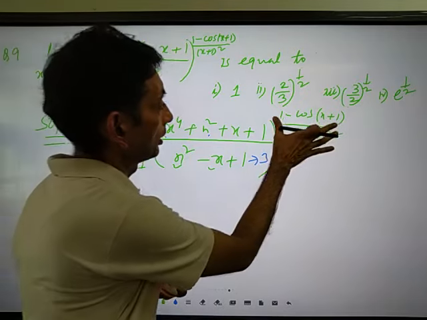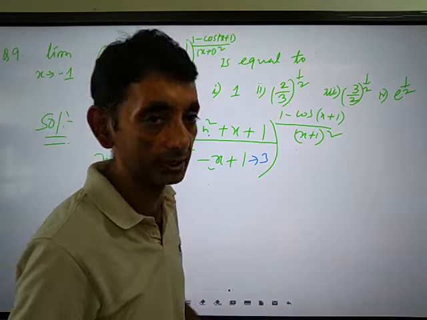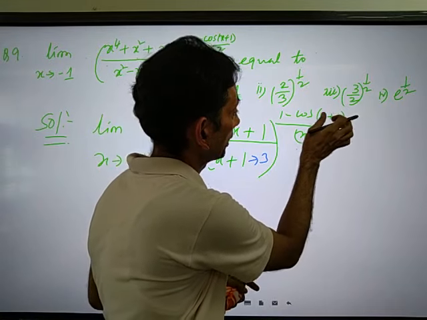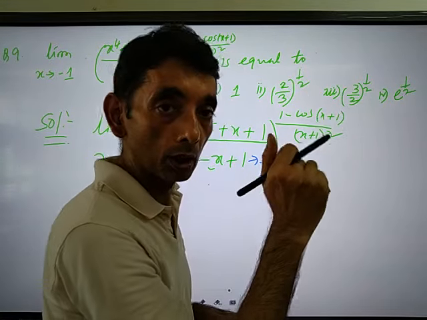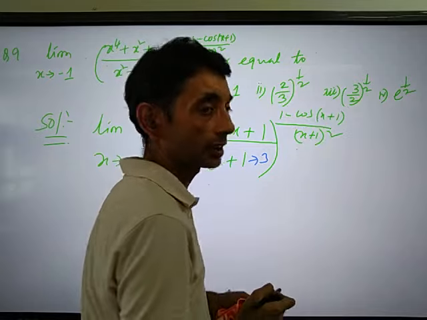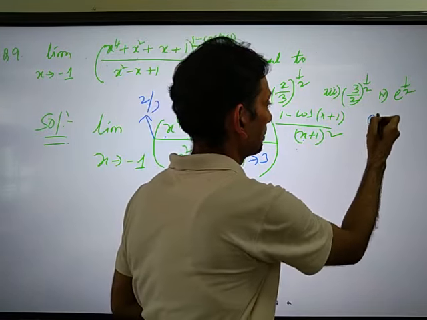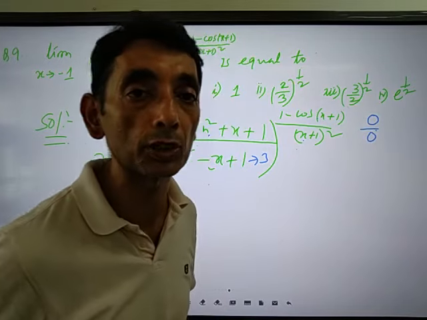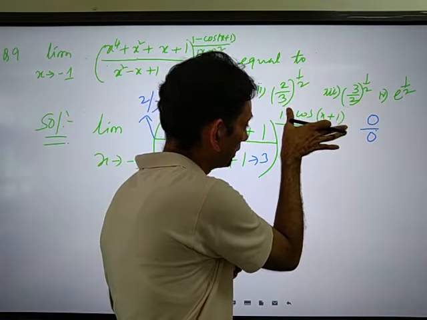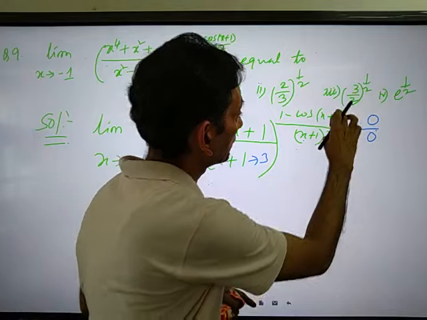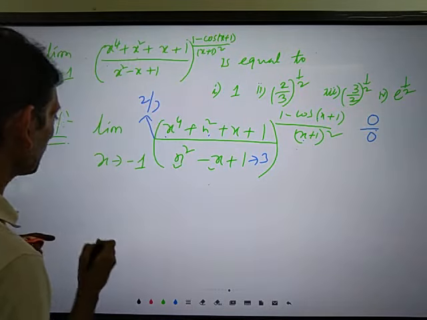Okay. So now check the exponent. For x approaches to minus 1, this will be 0. So cos 0 is 1. So 1 minus 1, this will be 0. And for x approaches to minus 1, this will be also 0. So the exponent is in the form of 0 by 0. This is an indeterminate form. So we have to reduce this 0 by 0 form. So how can you do that?